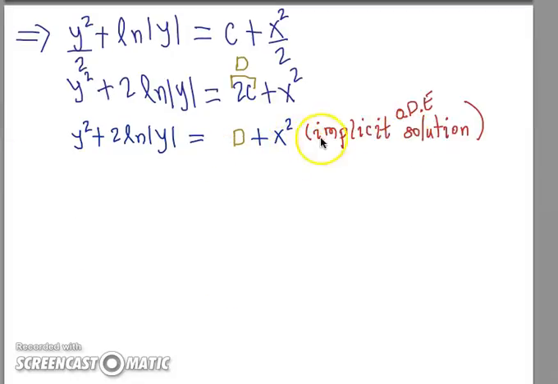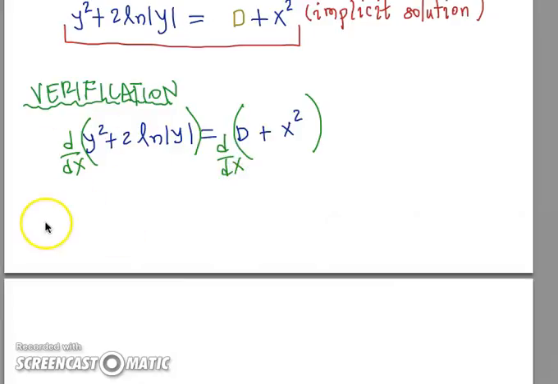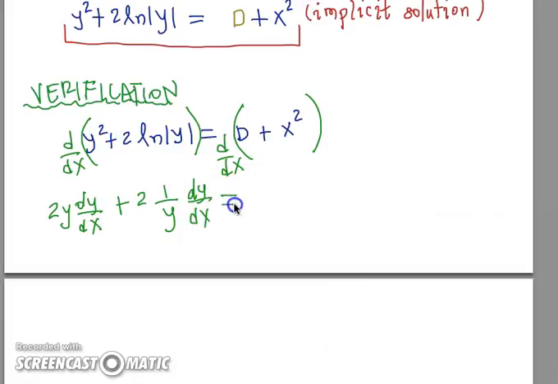In fact, we would say that this expression is the implicit solution to the ordinary differential equation. And so what we can do next is verify that indeed this implicit solution satisfies the differential equation. So we start with the implicit solution and differentiate both sides with respect to x. Take the derivative with respect to x, and this becomes 2y times dy/dx plus 2 times 1 over y times the derivative of y. That's on the left-hand side, and on the right-hand side we have the derivative of a constant, which is 0, plus 2x.